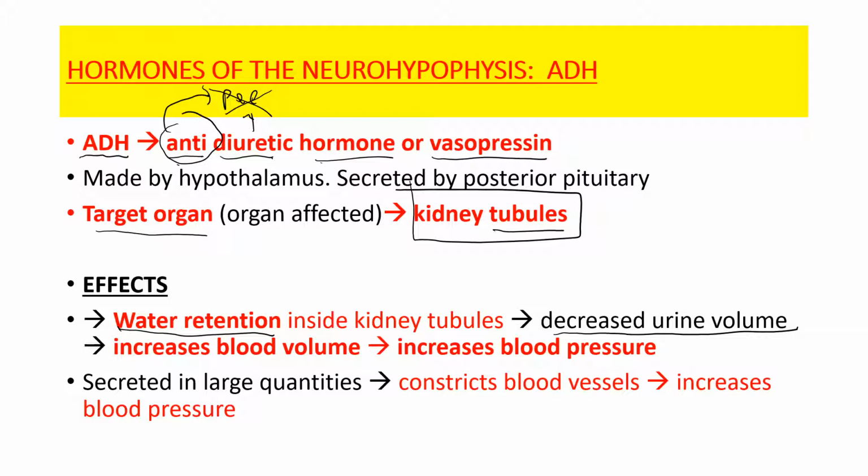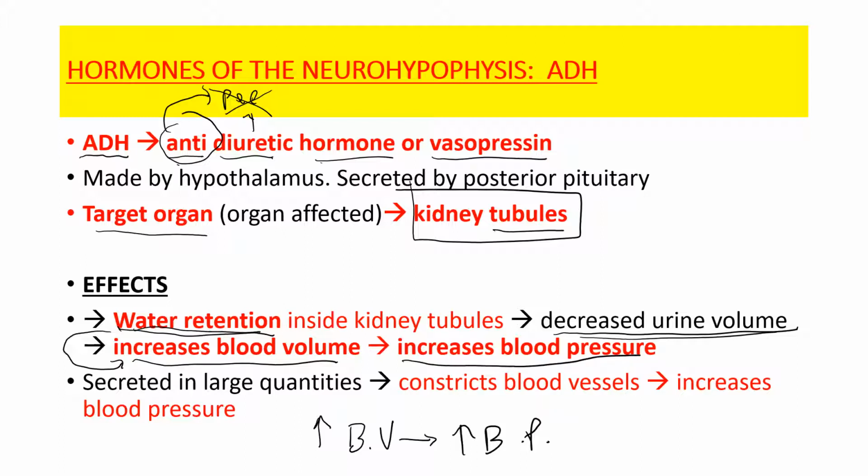As we decrease urine volume, the water that is retained is going to be returned to the blood vessels, which is going to increase blood volume. Increasing blood volume has the result of increasing blood pressure. So ADH is one of the hormones that increase blood pressure.